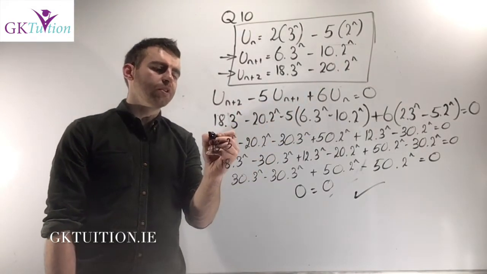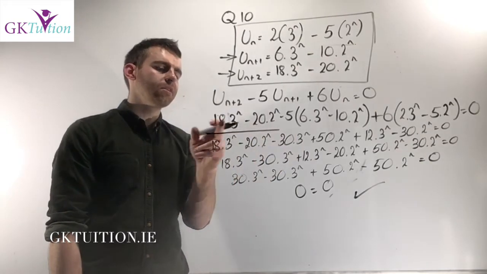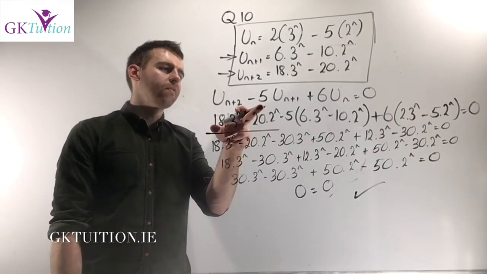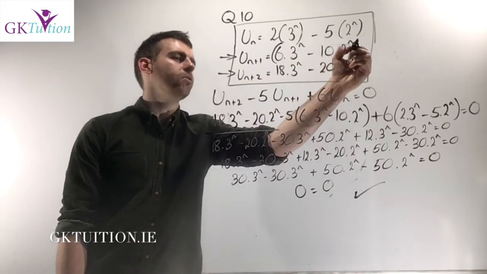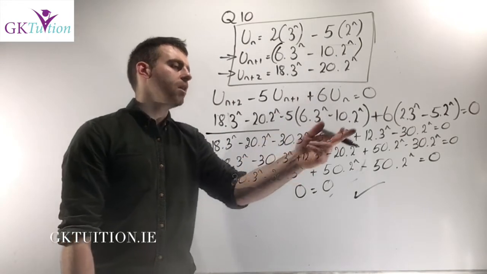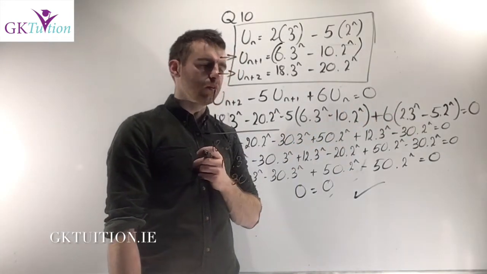Instead of un plus 2, I can sub in 18 times 3 to the power of n minus 20 times 2 to the power of n. And then it's minus 5 times what we simplified for un plus 1, which I plugged in here, plus 6 times un, which is 6 times what was given in the original question.